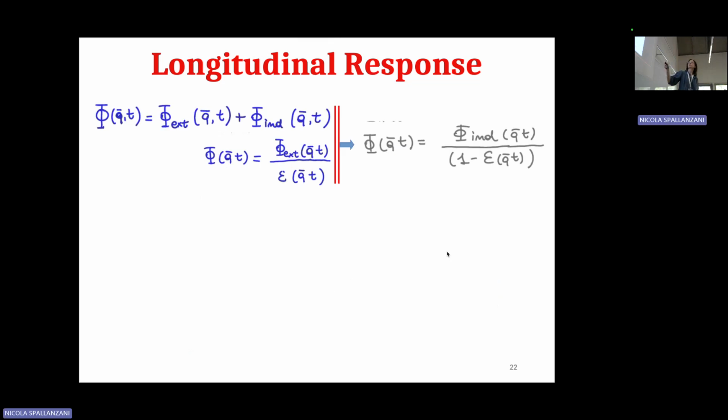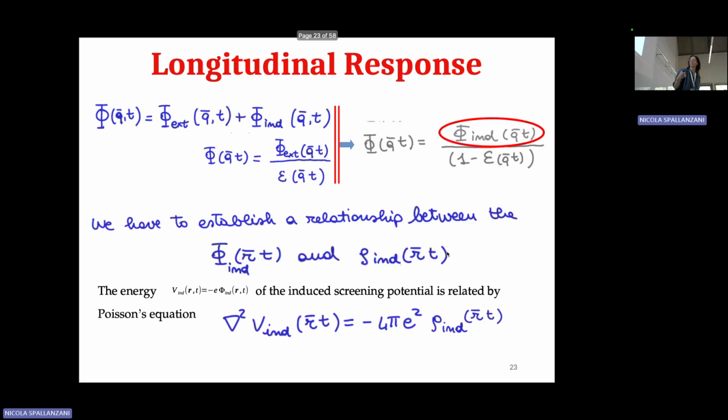We have to start from the fact that the total potential is the external plus the induced one, and the total is the external divided by the electric constant. If we combine the two, we obtain that the total potential is the induced potential divided by 1 minus epsilon. This is useful because this relation is important to establish the relationship between the induced potential and the induced rho.